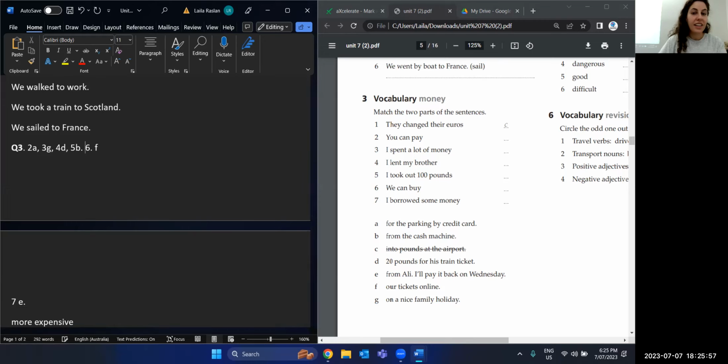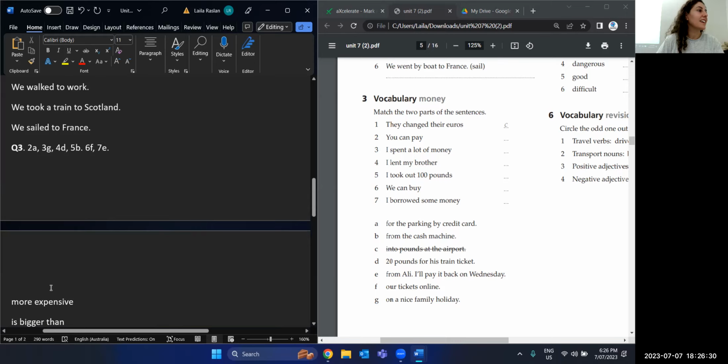Number 3, on. Yeah. So when you spend money, it means you put money. So I put money on a nice family holiday. So I paid for a nice hotel, a nice restaurant. I spent money on a nice family holiday.